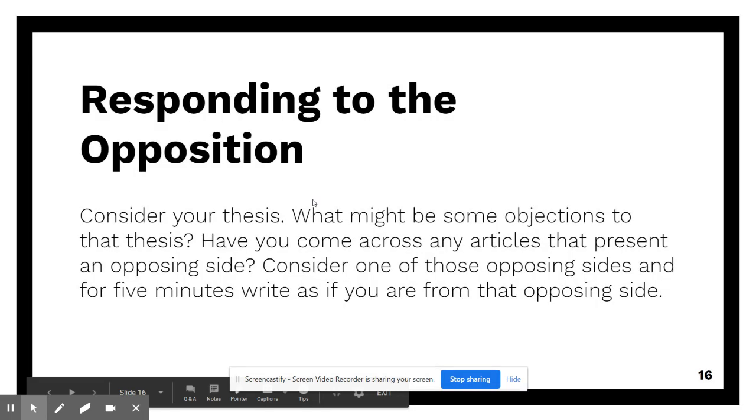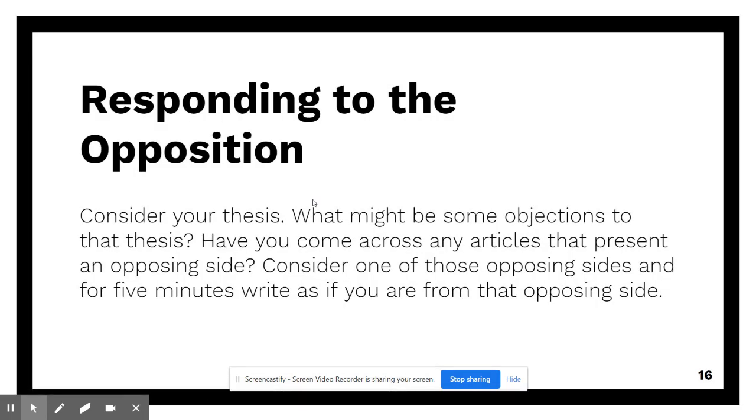Okay, so responding to the opposition. Consider your thesis first and think about what position you are taking and what some objections to that thesis might be. If you can't think of any objection, then a couple of potential issues should come to mind. If you can't think of an objection, do you have an arguable thesis? Because there should always be a reasonable person who could disagree with your thesis. Otherwise, maybe you're just making an argument that isn't really valid or important.